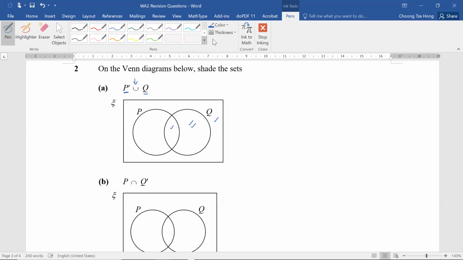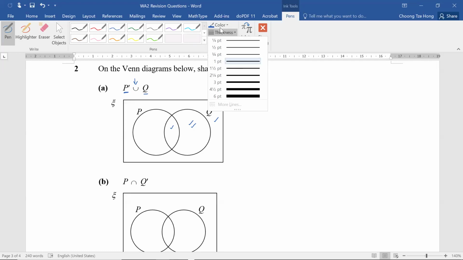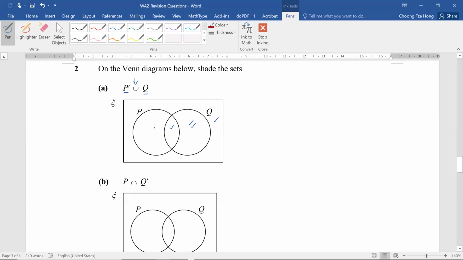Now I'm going to shade it in a different color. In this case, you'll shade all the regions except the part in P that is not the overlapping region. So we're going to shade everything, and we're going to shade here also. We're going to shade everything except this part. So this is the union.